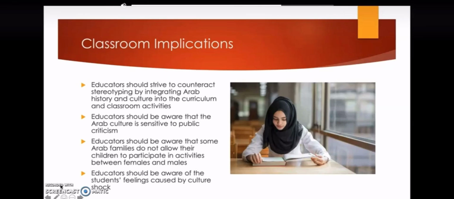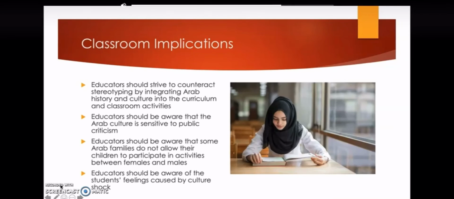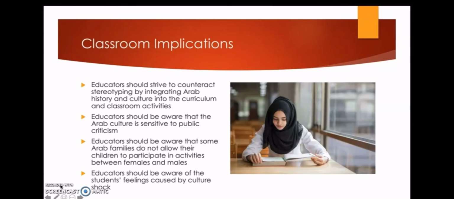Educators should also be aware that in some Arab families, they do not allow their children to participate in activities between males and females. So possibly before group work is going to be done in the classroom, they may get in contact with the families to see if there are going to be any cultural differences there. Also, educators should be aware that students may have feelings of insecurity or loneliness from the culture shock, depending on how long they have been living here.